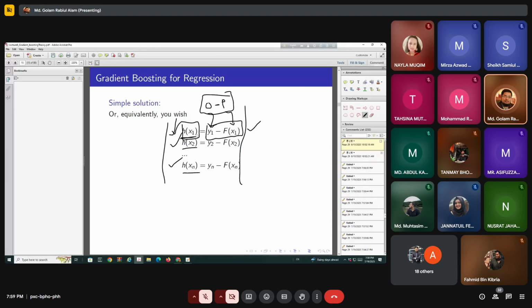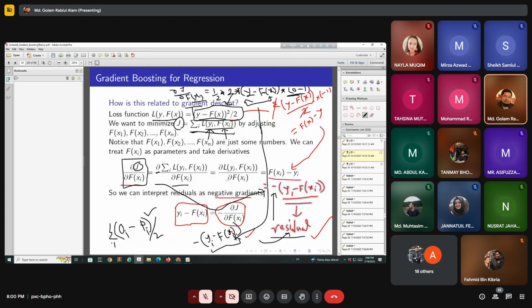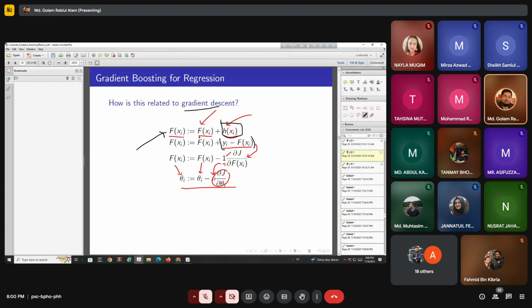So here h(x1) equals y1 minus f(x1), and h(x2) is y2 minus f(x2). So that's why we can write this: the updated value of f(xi) will be the previous value plus h(xi). But h(xi), you can see, is yi minus f(xi).